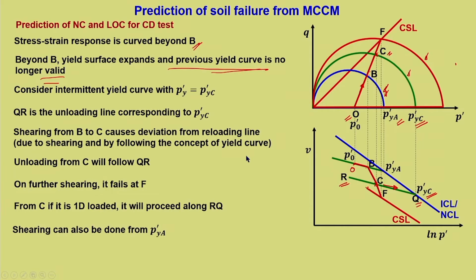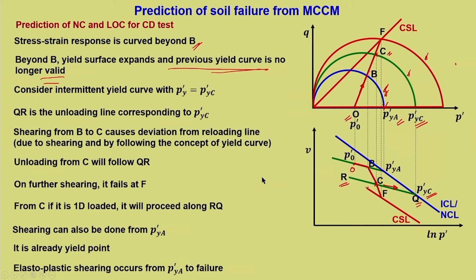Shearing can also be done from P dash y A. Now, let us say that we have followed a lightly over consolidated point at O, but one can always load without unloading. You can load from point P dash y A itself. Now, the beauty of this point is that it has already yielded, it is already at its yield limit. So, it is already at yield point. So, elastoplastic shearing occurs from P dash y A.